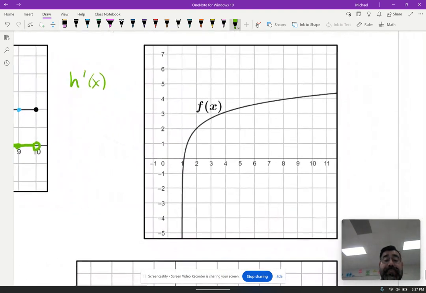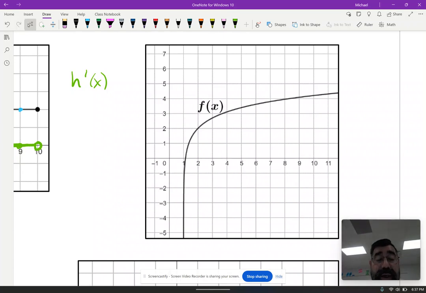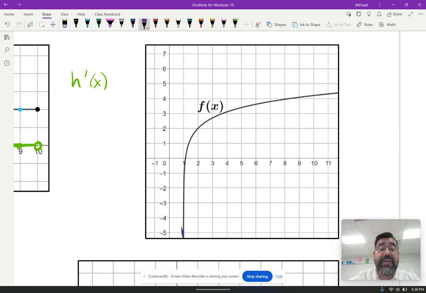Let's try another one. Whoa, what is going on here? I don't know. Let's find out. What do we know about this graph? We know that the slopes are always positive, right? As a matter of fact, right here, the slope is almost vertical. So if it's almost vertical, that means it's an infinite slope because it's straight up and down. And so what we're going to say is that the graph of f prime is going to start way up here because this slope is really, really big.